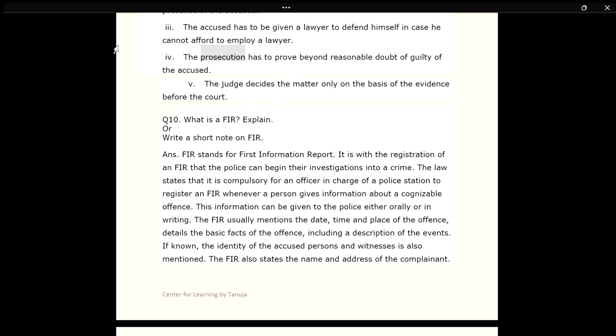The prosecution has to prove beyond reasonable doubt the guilt of the accused. The judge decides the matter only on the basis of the evidence before the court.